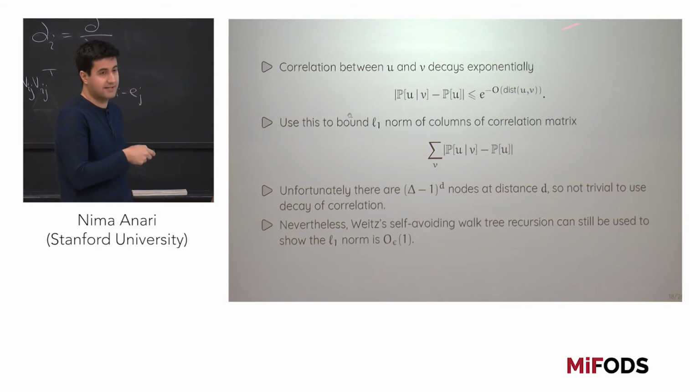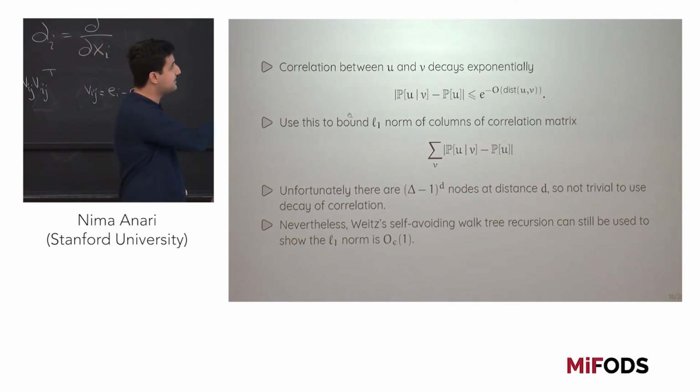When you have decay of correlations, roughly what that says is that if you look at 2 vertices u and v in your graph, the conditional probability of u given v differs from the unconditional probability by an inverse exponential in the distance between u and v. Okay, so that's roughly what decay of correlation means. And a first attempt would be to just use this to bound the L1 norm of columns of this correlation matrix. So columns of this correlation matrix would be: you fix the vertex u, you vary the vertex v, and look at how much it affects the conditional probability of u. Okay.